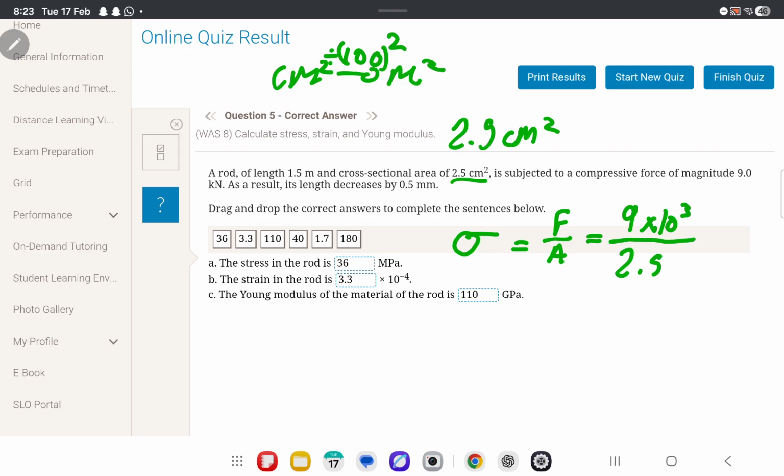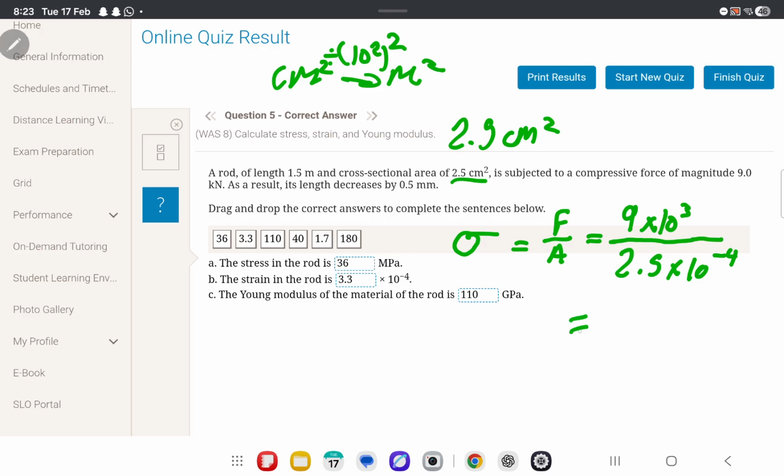2.5 times 10 to the power of minus 4. Because 100 is essentially 10 to the power of 2, right? So square it, you're going to get 10 to the power of 4. Since you're dividing by 10 to the power of 4, it's the same exact thing as saying times 10 to the power of negative 4, right? So 9 times 10 to the power of 3 over 2.5 times 10 to the power of minus 4.